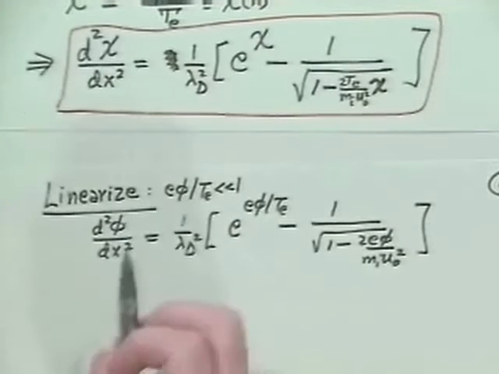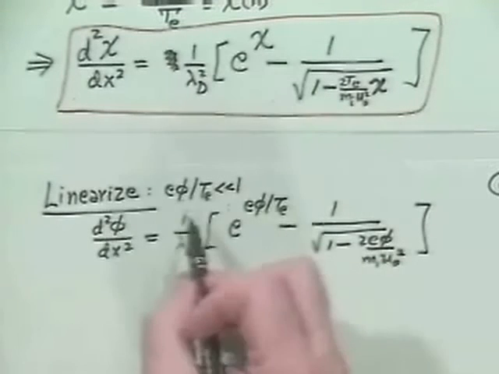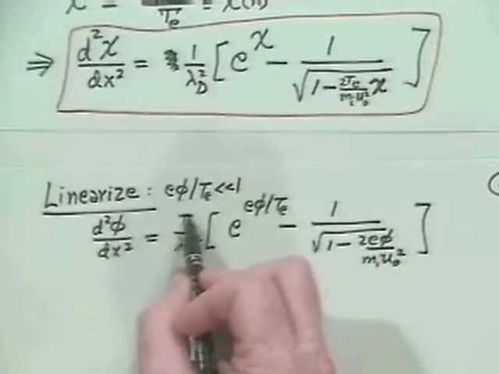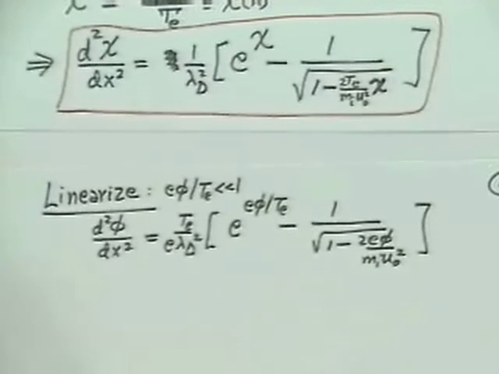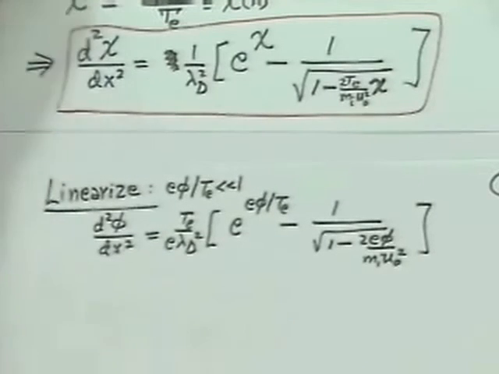You're right, it's not dimensionally correct because I already took the T over e. This should have been chi, but I'll swindle it by putting Te over e back over here. And then I'll have kept it dimensionally correct. Yeah, good point.